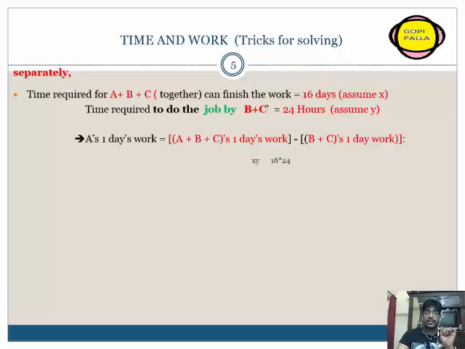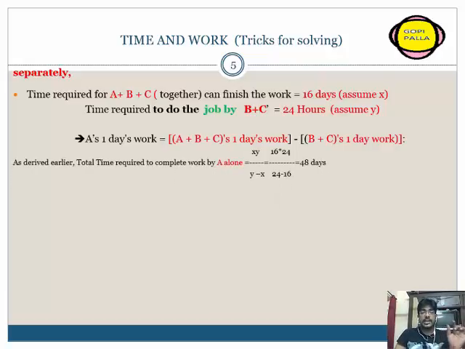A's 1 day's work. In the second example of this tutorial, we already derived the total time required for A alone. With that problem we found that if A plus B's total work is given and B alone's work is given, we can find A alone's work from this formula. In the same way, here A plus B plus C's work is given and B plus C is given, so we can apply the same formula. We substitute X equals 16 and Y equals 24, and we get the total time required to do the job alone by A as 48 days.